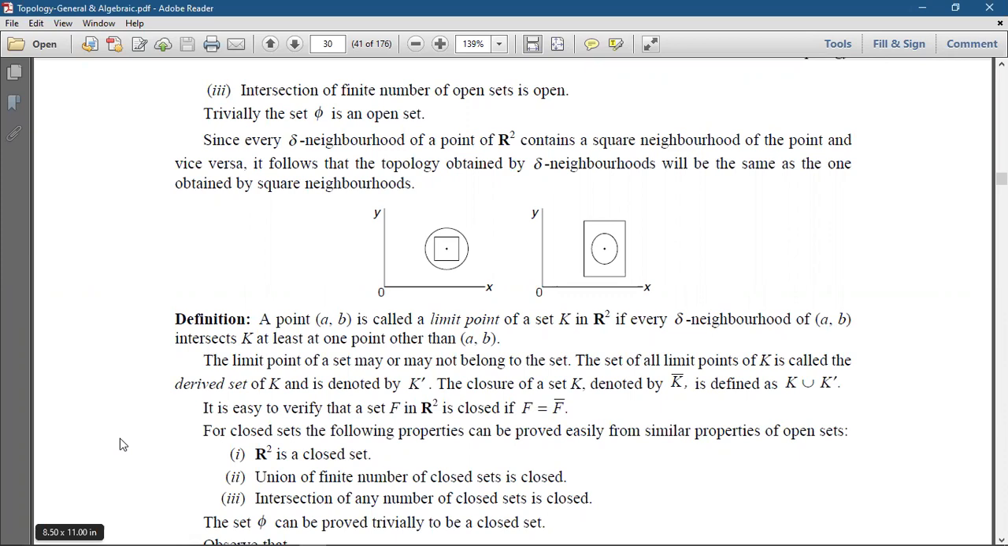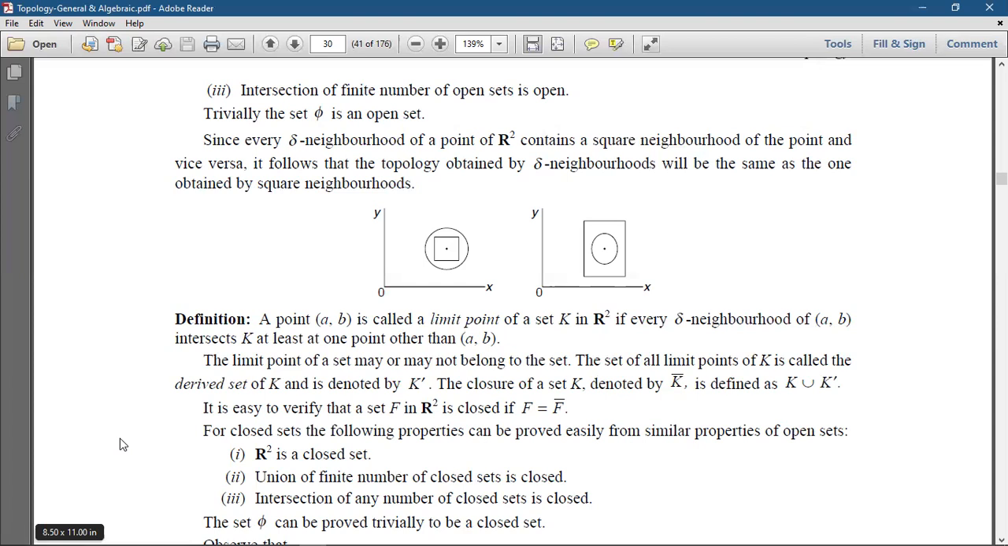The limit point of a set may or may not belong to the set, which we have discussed in the Heine-Borel theorem. The set of all limit points of K is called the derived set of K and is denoted by K dash. The closure of a set K, denoted by K bar, is defined as K union K dash. That means the union of the set and its derived set.